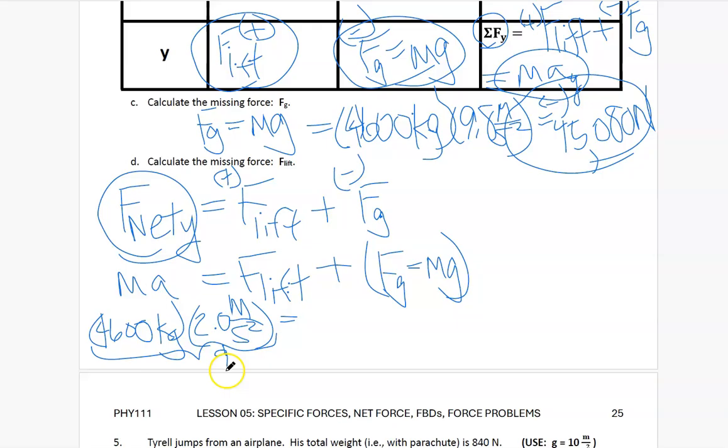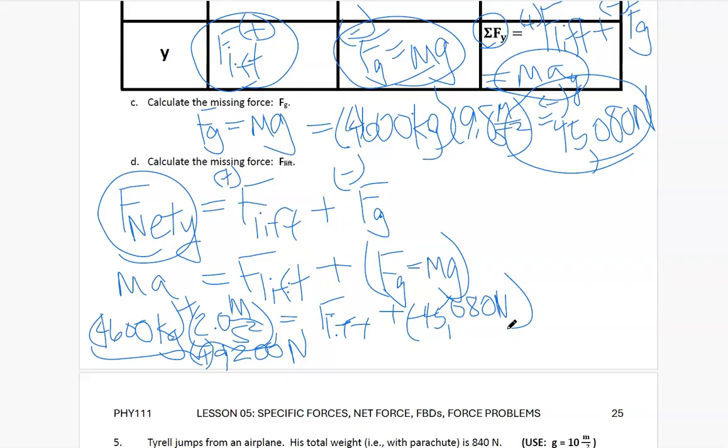That would be 9,200 newtons in a positive direction because it's the sum of those forces. It'll be 9,200 newtons, and we know the acceleration is in the positive direction. And that's equal to the lift, which we still don't know the identity of, plus the weight. Well, the weight force is negative 45,080 newtons.